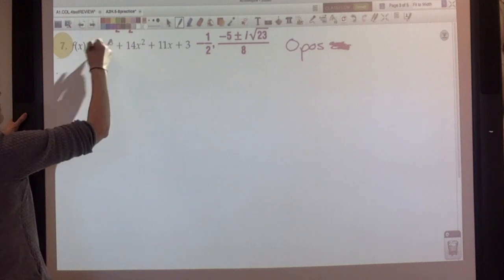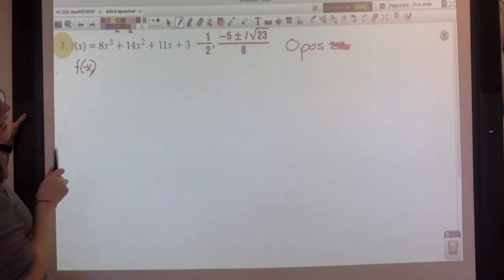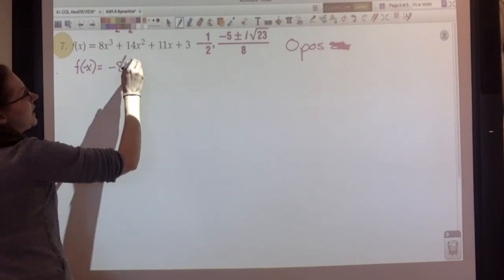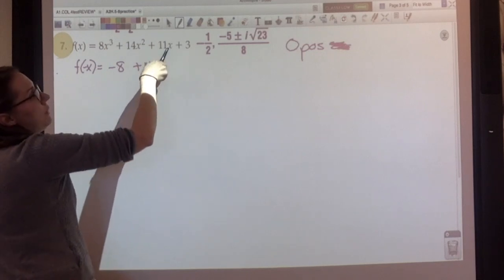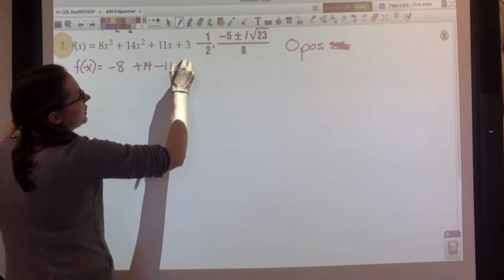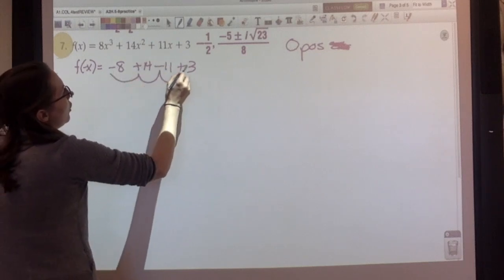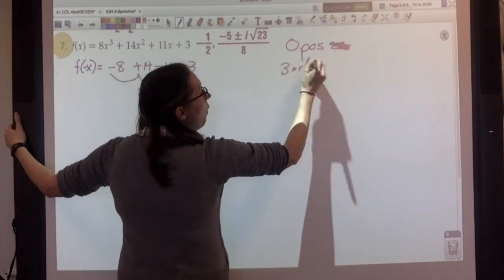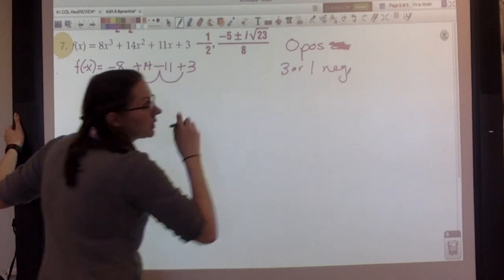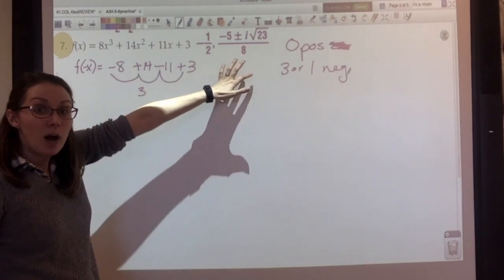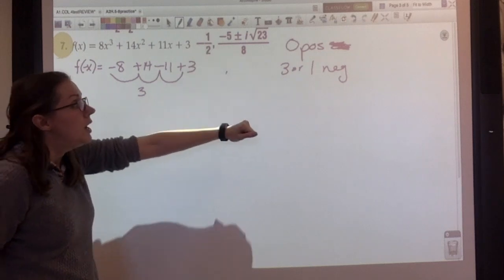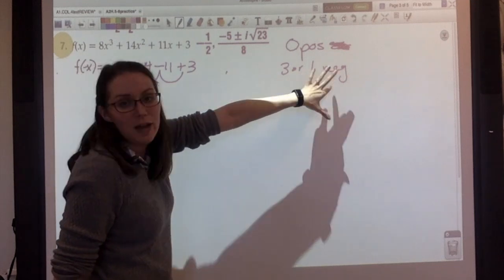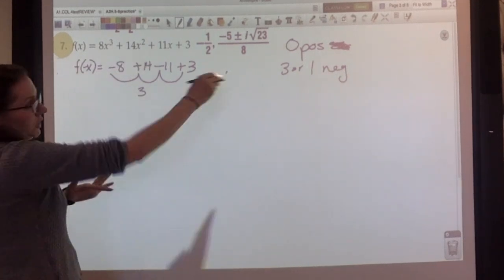If I plug in a negative x, so f of negative x, Descartes' rule of signs, odd power means sign changes. It's going to be a negative 8. It's an even power. This sign's going to stay the same. This is an odd power. That sign's going to change. And this one's a constant, so it stays the same. So 1, 2, 3 changes, so I could have 3 or 1 negative rational zeros. So when I make my list of possible rational zeros using the rational zero theorem, I'm never going to try a positive. It is a waste of time. Instead, I'm going to be trying 3 or 1 negative values, okay?